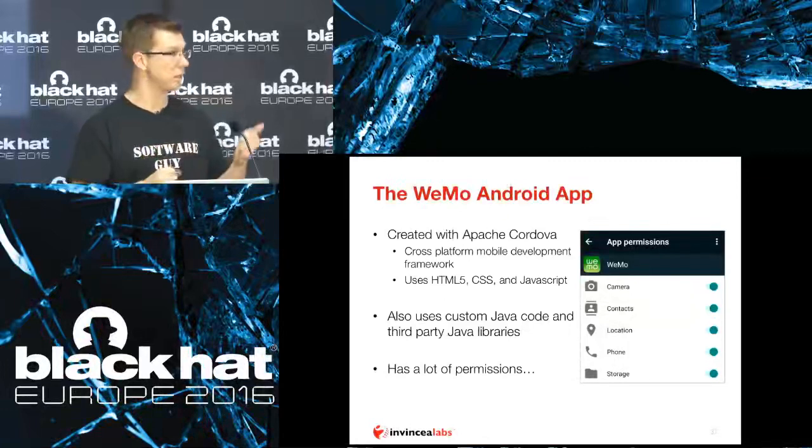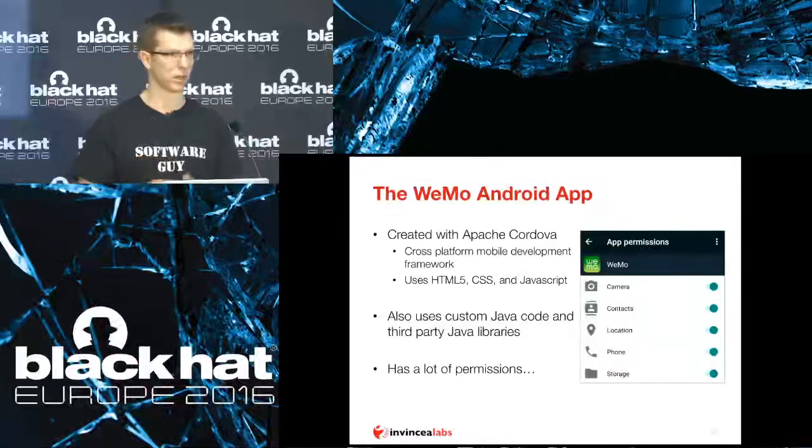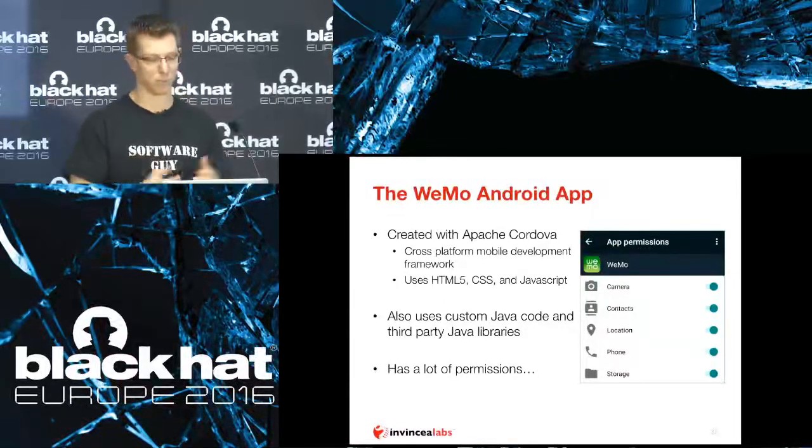Also interesting with this is that if you just take the default project with Cordova and compile it up, you get these default permissions. You get access to the camera, the contacts, the location, the phone, and any sort of shared storage on the device, like an SD card. And in fact, in the Wemo case, they have these permissions as well. So we started looking at this.